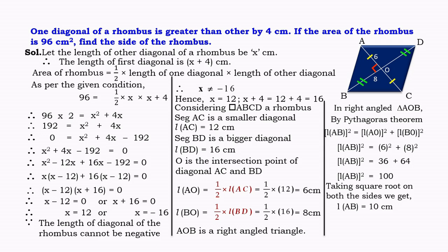We found that the diagonals of the rhombus are 12 centimeters and 16 centimeters. Using the property of diagonals and Pythagoras' theorem, we found that the side of the rhombus is 10 centimeters. Therefore, the required answer is the side of the rhombus is 10 centimeters.